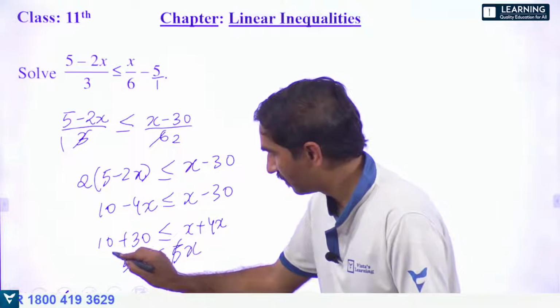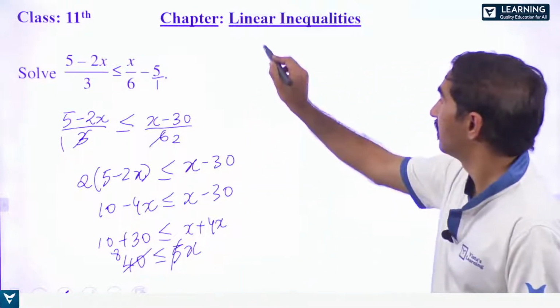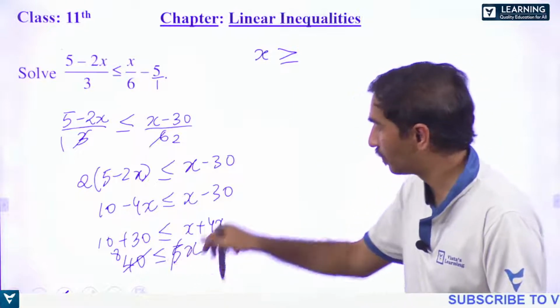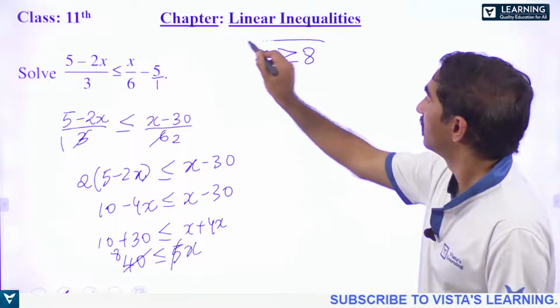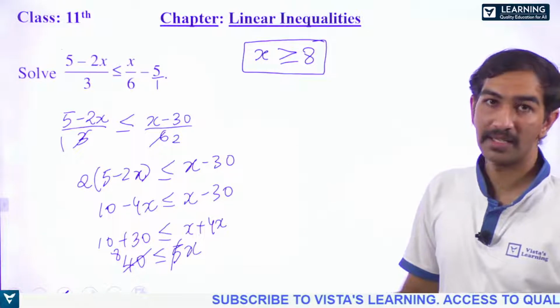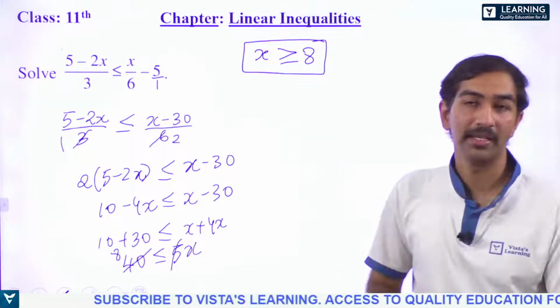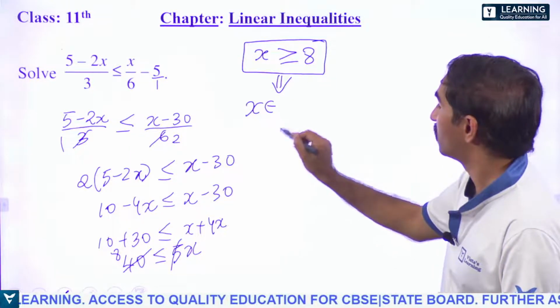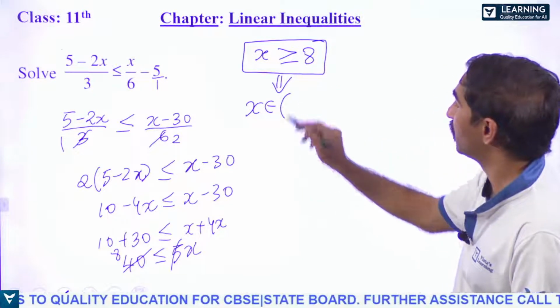5 ones are 5, 5 eights are 40. What did we get? x is greater than or equal to 8, correct? Which form have we written this answer in? The answer is in the form of an inequality. How do you represent it in interval notation? So x belongs to greater than or equal to 8, right?